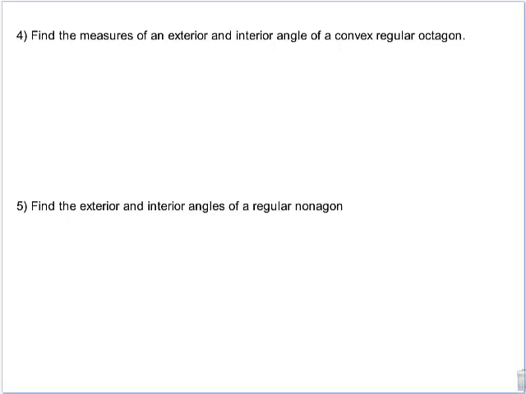Now we want to find the measure of an exterior and interior angle of a convex regular octagon. So what that means is that we want to find what the angle measure of each interior angle is and what each exterior angle is. So we're going to start with the interior ones first.